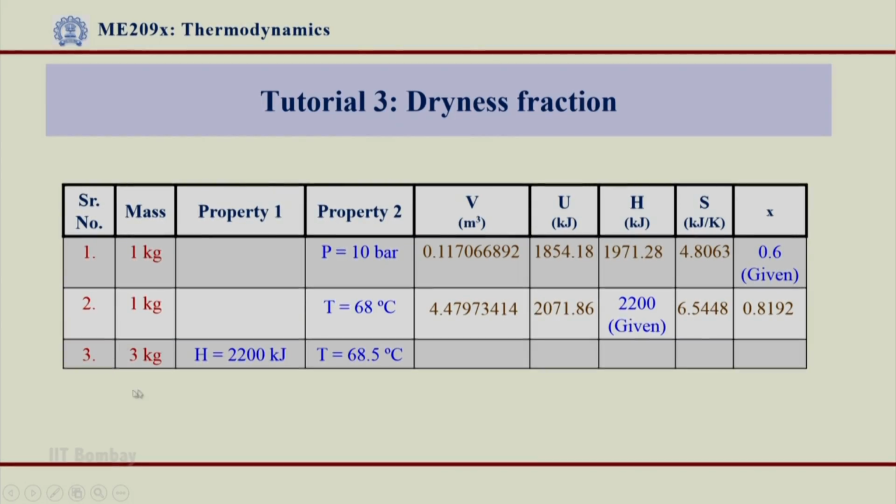With this background now, let us get to the third problem, which is mass is 3 kg now here in this case. So earlier we had mass as 1 kg or unit mass, unit kg, 1 kg. Here we have got 3 kg mass, and for which now we have got the properties. The enthalpy has been given as 2200 kilojoules, and temperature has been given as now 68.5. Alright, the temperature is 68.5. This will now create a problem, and let us now see how do we solve the problems.